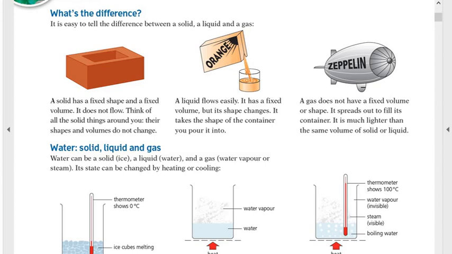So gases now don't have a fixed volume or a fixed shape. They just spread out to fill the container. So if you have a balloon and you blow into it, the gas particles are just going to fill up whichever container you put them in.